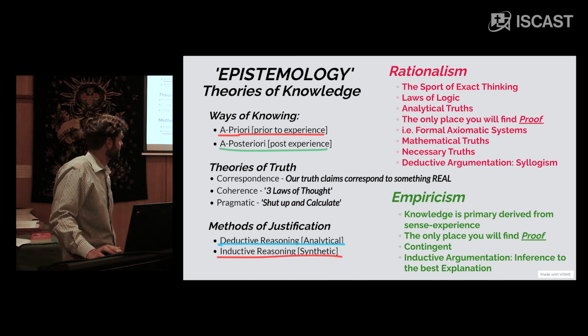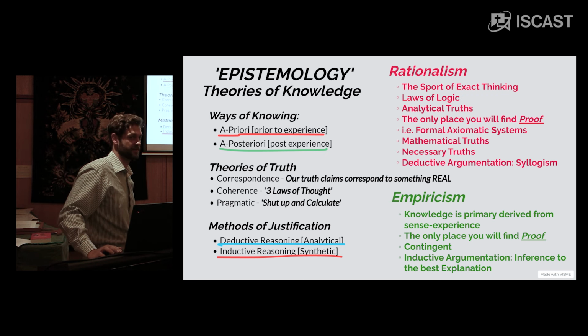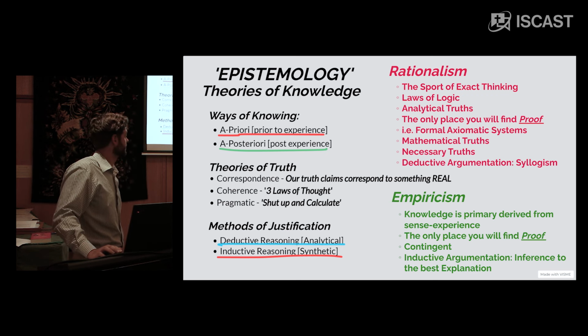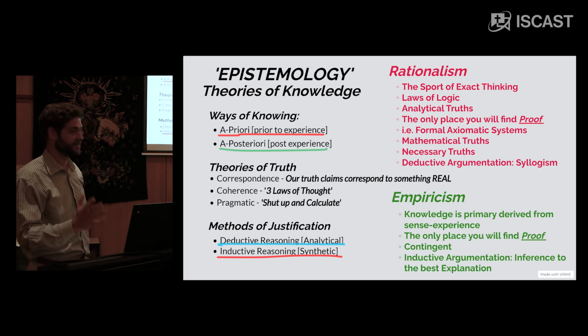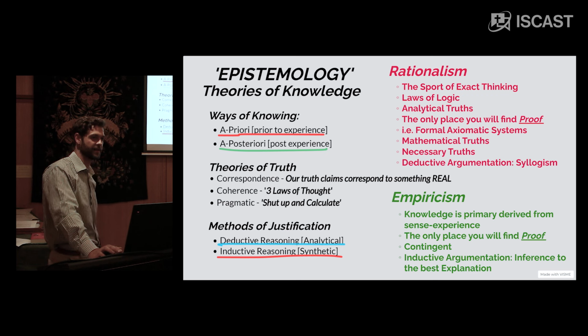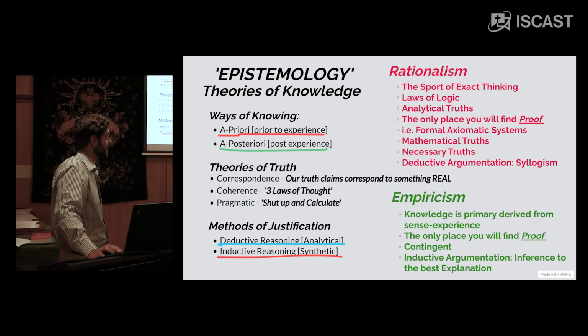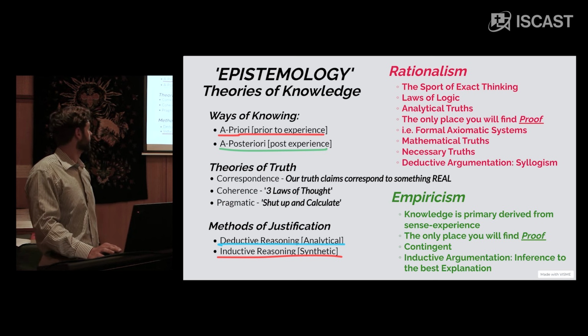Empiricists, they're like the sensory stuff there. Sense knowledge is primarily derived from our sense experience. Okay, so the red guys are like, no, our knowledge is derived from these formal rules, right? These laws of logic that we can't break. That's how we can know things. That's how we prove things, right? That's how we justify it. Analytical truths, laws of logic, the sport of exact thinking.